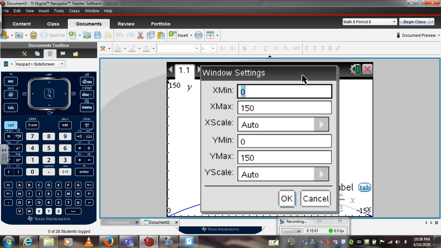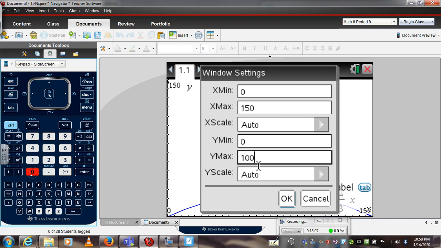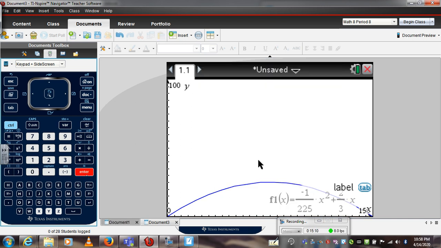Window zoom setting. I don't know, maybe let's just go to 100. Let's see what that takes us to. Not great, but that's okay. I don't really need to have anything better than that. I'm perfectly fine. Now there's a couple ways or a couple things that you could do.